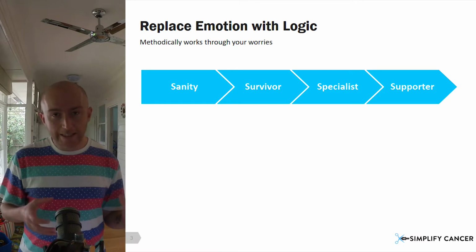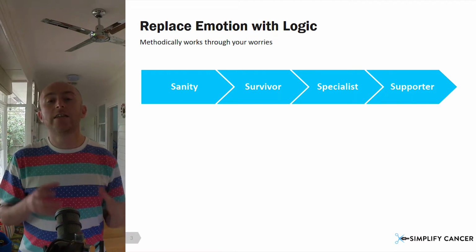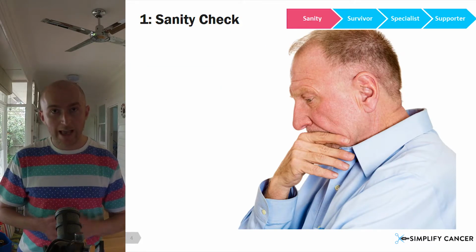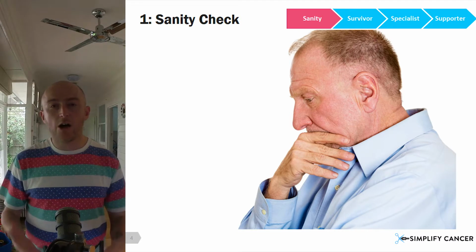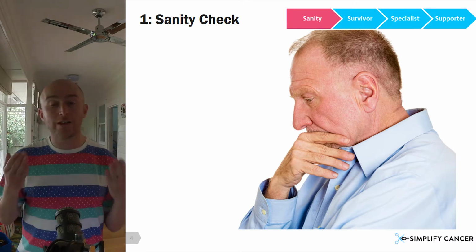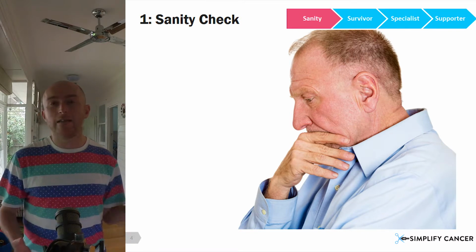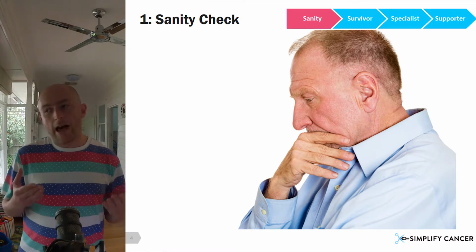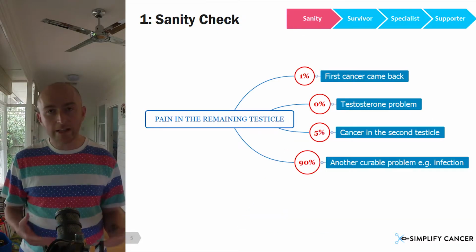So the first step of this 4-step process is your sanity check. Again, we want to get this out of your head and onto paper in front of you so you can analyze it, see it for what it is, and deal with it. I think the best way to do it is using what I call the outcome map. It's really easy to do.